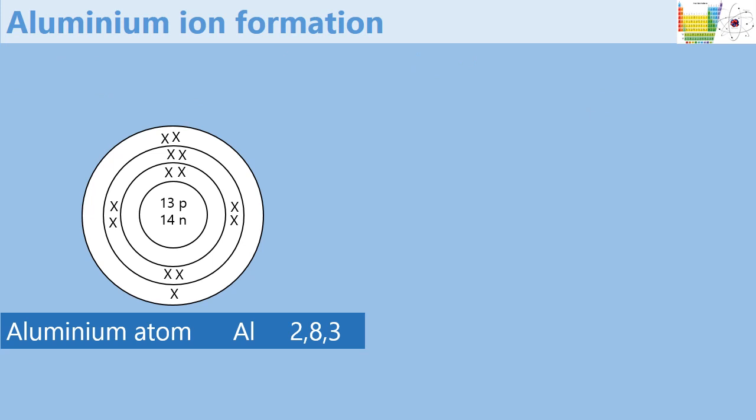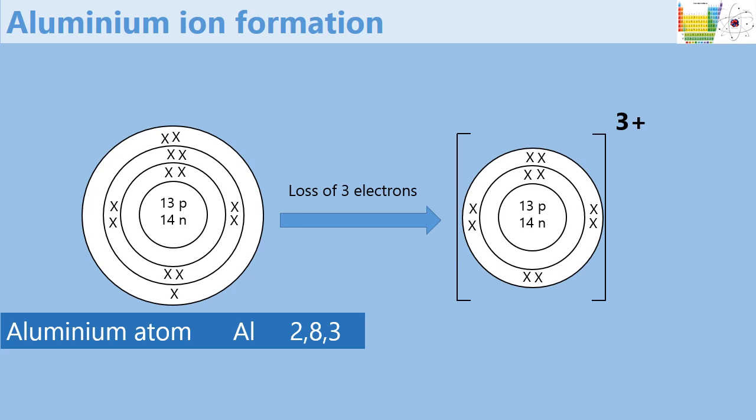Will aluminium lose 3 electrons or gain 5? It would probably lose 3 electrons because it requires less energy to lose 3. The resultant is the aluminium ion, which we draw like this. Since it lost the 3 electrons, we do not draw the third energy level. So we will not draw the third energy level in the aluminium ion.